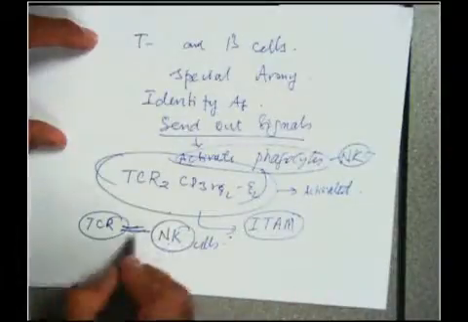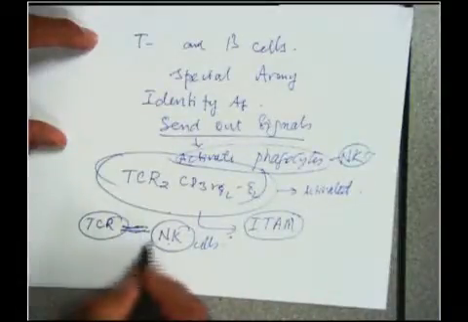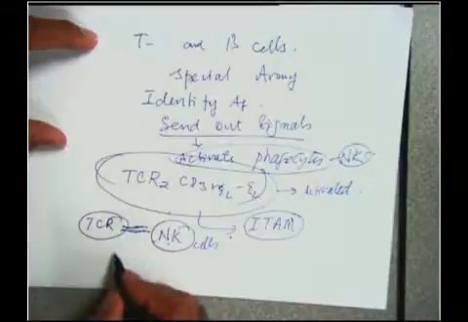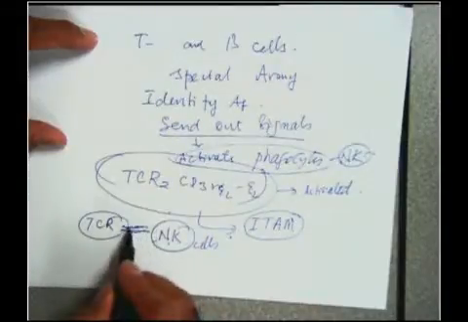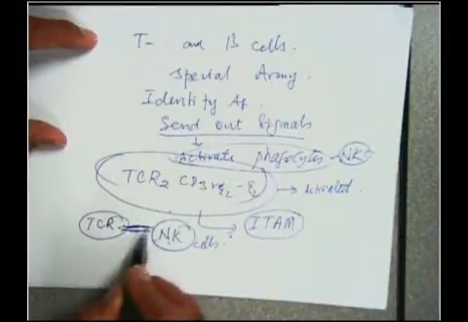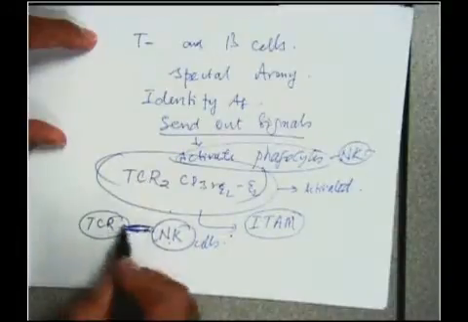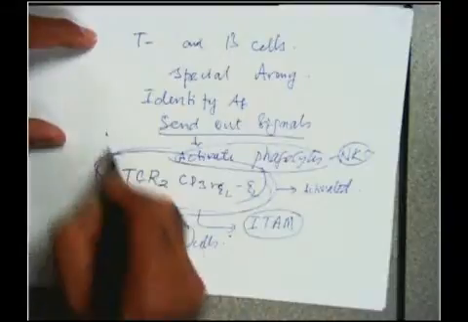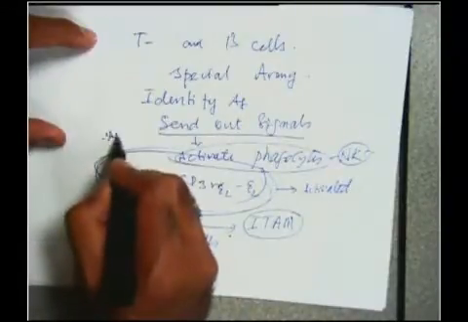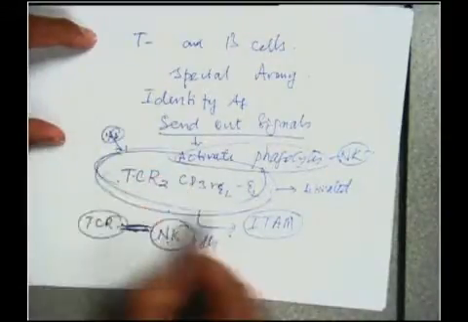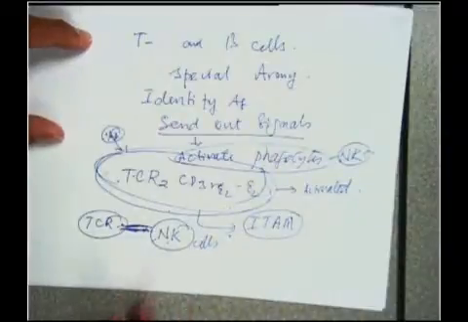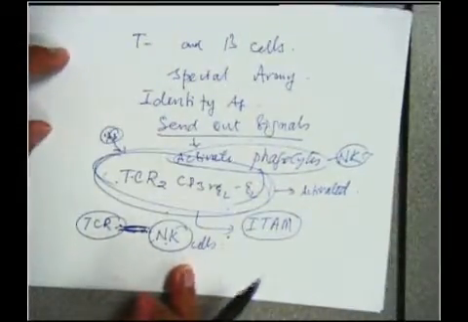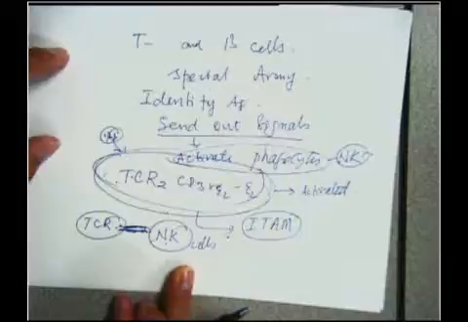And then the natural killer cells will go and bind, and that will destroy that particular cell. So the activation of these NK cells depends upon the T cells. When the T cell is activated, when it binds with an antigen, the method of killing by the T cell is different when compared to the B cells.